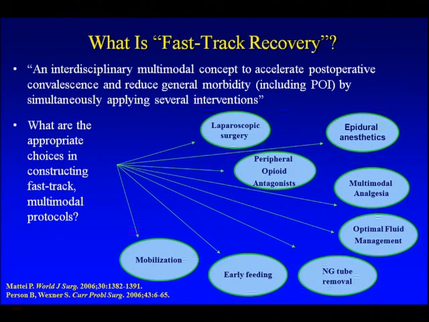First of all, less invasive surgery done laparoscopically, improved pain control using epidurals as well as a multimodal analgesic approach, intraoperatively optimized fluid using a goal-directed approach, early nasogastric tube removal, early feeding, and early mobilization. As you can see, it takes teamwork to get this sort of protocol implemented in your patient populations. The first group of patients that we implemented this on was patients undergoing colorectal surgery.